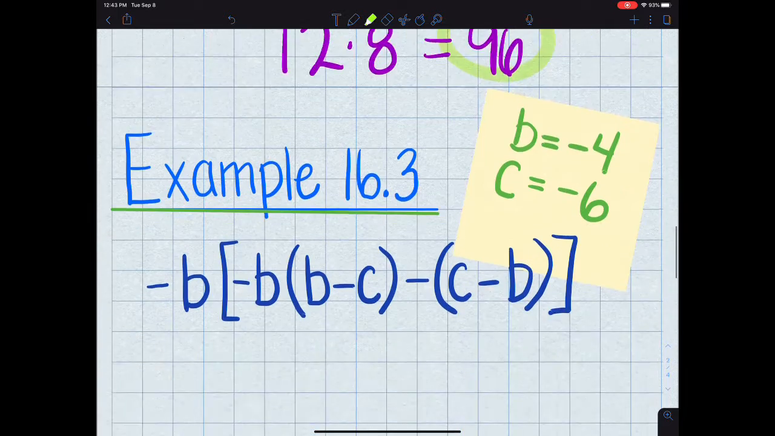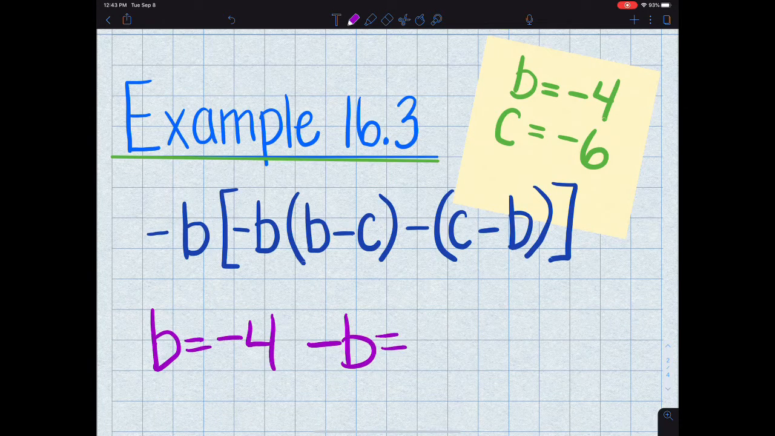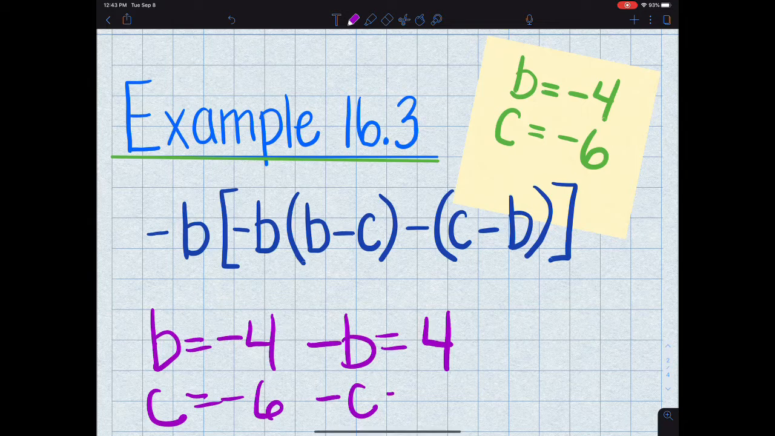Okay, let's go on to example 16.3. This says to evaluate this expression, and it gives you b is equal to -4, c is equal to -6. So again, what we're going to do is every time there's a b, we're going to plug in -4. If there's a negative b, we're going to plug in +4. If there's a c, we're going to plug in -6. If there's a negative c, we're going to plug in +6. Okay, so we're going to try that again.